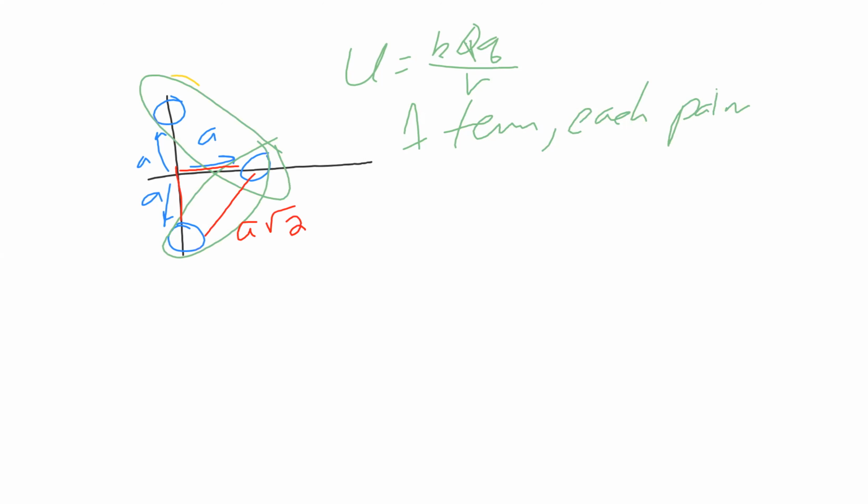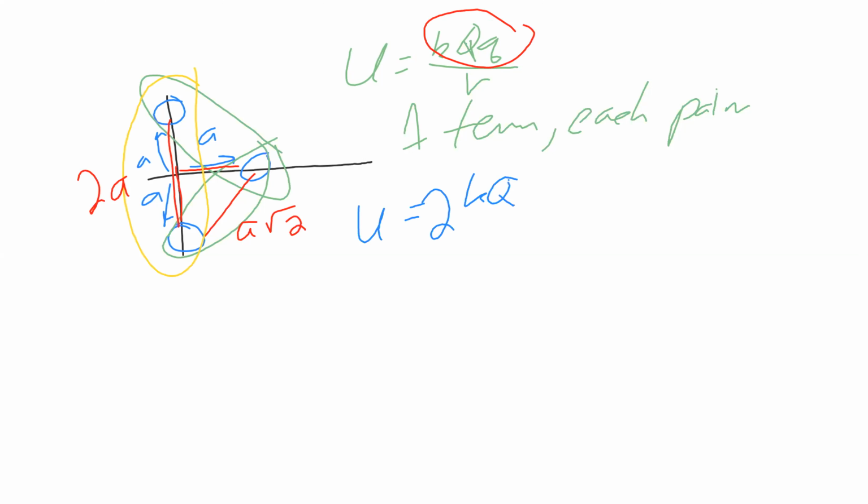And then we just have one other type of pair, which is the two particles that are a distance 2a away from each other. Maybe I'll go ahead and write that this distance is 2a. In both cases, our top is going to be kq squared. So then we just add them all up to get our total potential energy. We have our two that are kq squared over a root 2, plus the one at a distance of 2a, so it'll be kq squared over 2a.